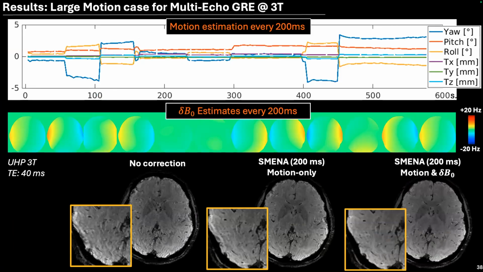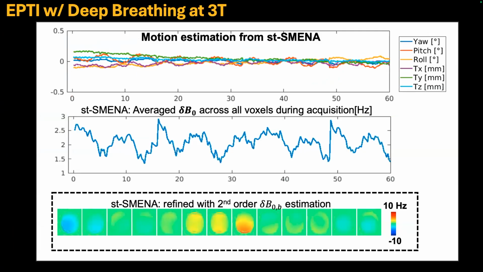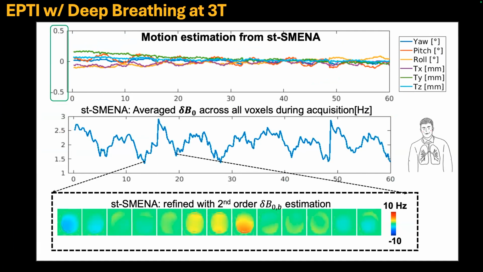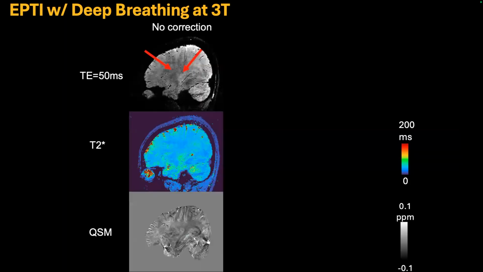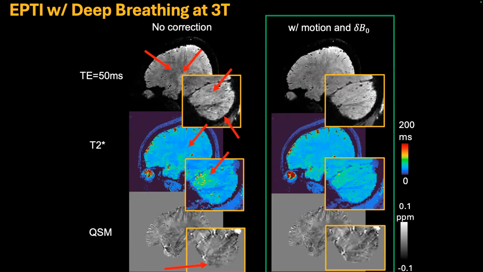So here's some results for large motion at 3T. You can see here up to plus minus 5 degrees and millimeters. No correction, some blurriness; some correction with motion only cleans it up a bit, but motion with dB0 really cleans things up nicely. Here's another example where we actually didn't move, but we told the subject to breathe deeply, and there's quite a lot of changes in B0. So here's an example with EPTI acquisition with deep breathing, you get some fuzziness in the image. And then if you correct for both motion and dB0, things clean up nicely.